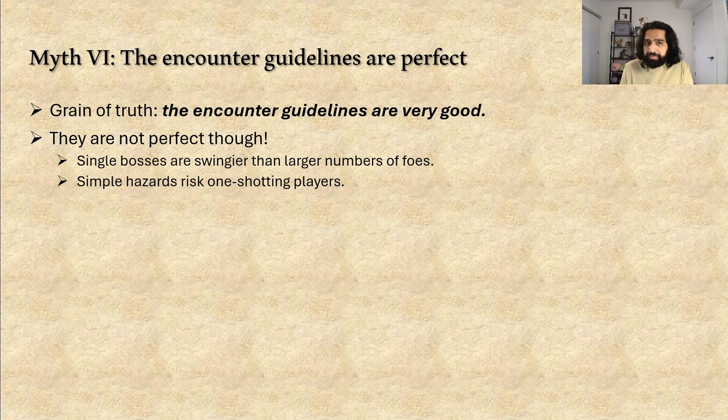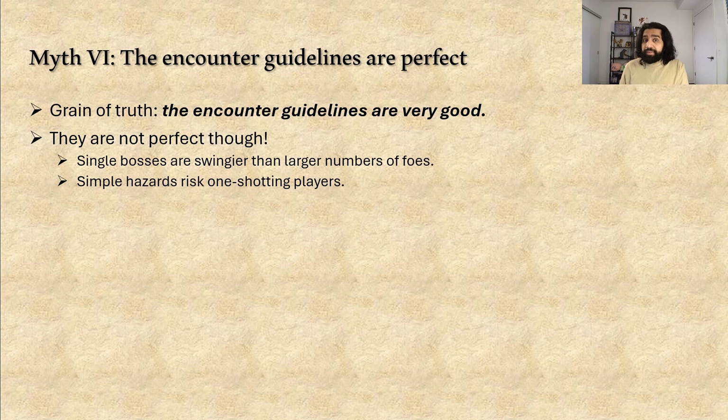Have you seen some of them? Some of them just, if they crit you, you make a Fortitude save, or you die. Some of them just revert you into a non-playable character if you fail or crit fail to save. So simple hazards almost entirely exist to create this swing that makes it impossible for encounter guidelines to be perfect.